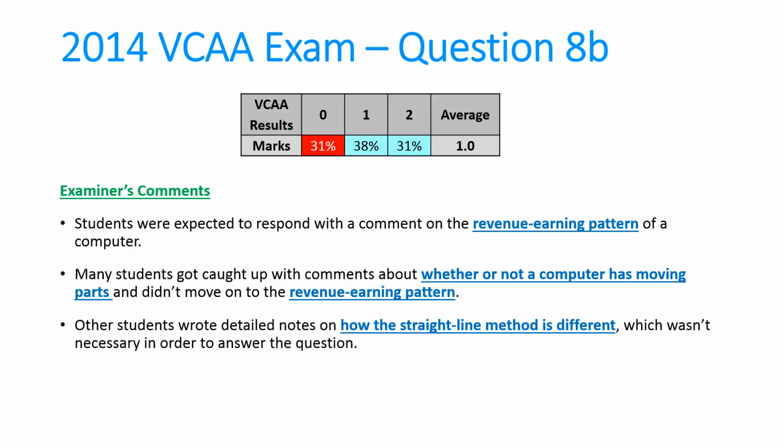Other students wrote detailed notes on how the straight line method is different, which didn't necessarily lose you marks, but it didn't really get to the point. The point was why use reducing balance, not why you should use straight line or why you shouldn't use straight line.